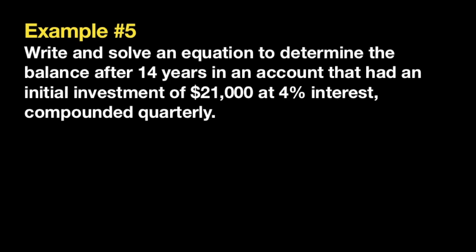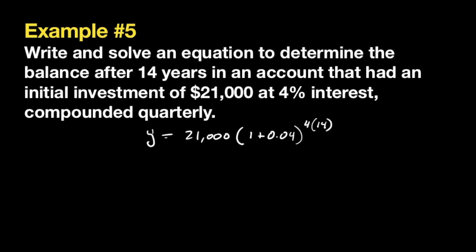So when we set up the equation, we're going to put y is equal to 21,000 times 1 plus 0.04. And even though it's 14 years, you're going to put 14 years times the 4 times that it happens during the year. So it happens 4 times during the year. That is the quarterly part. And then we multiply that by 14, the number of years.